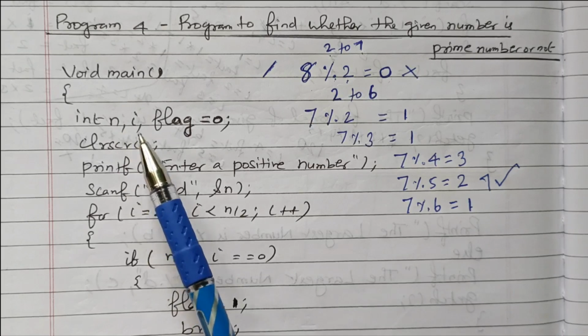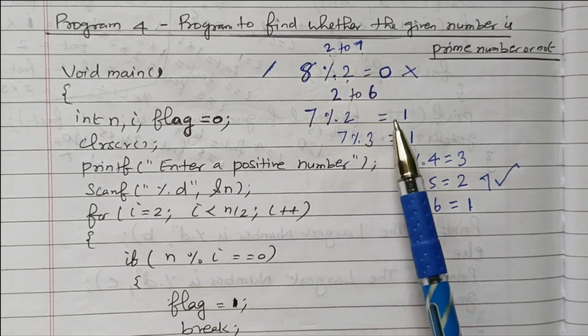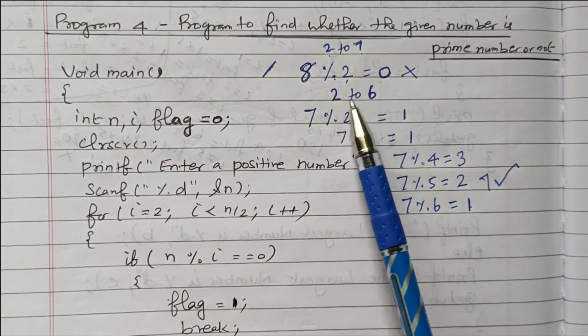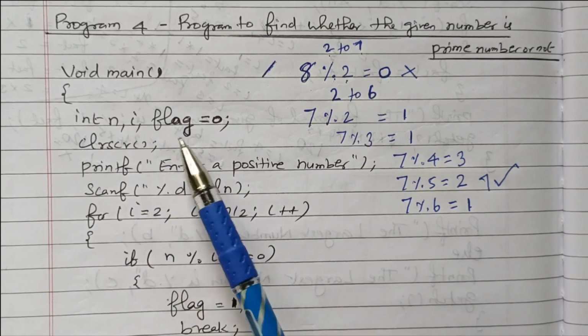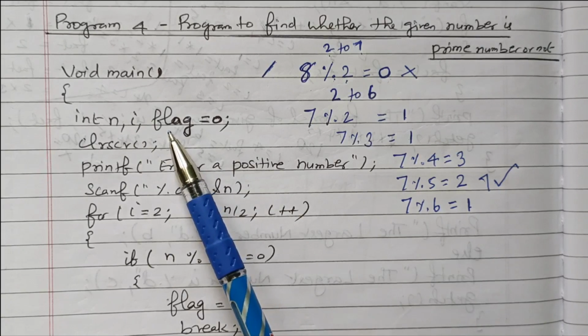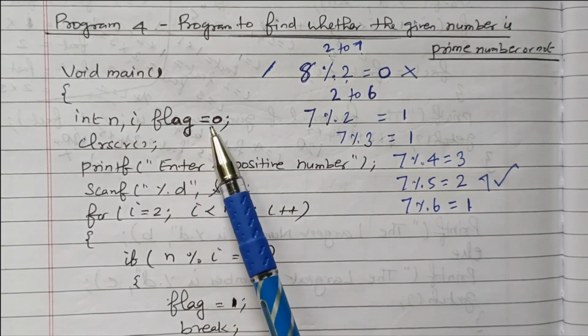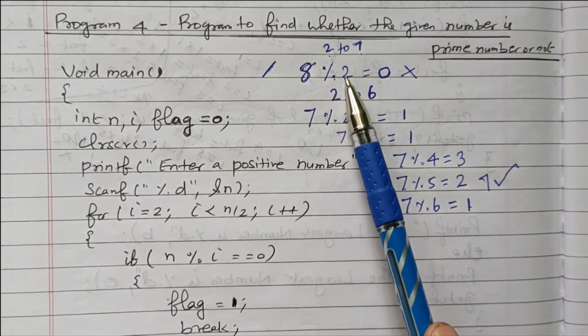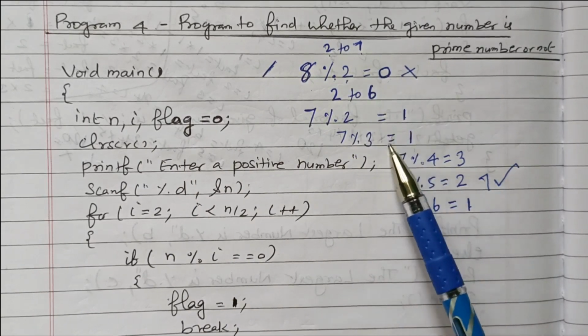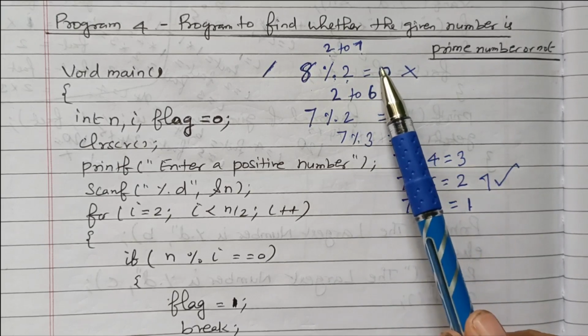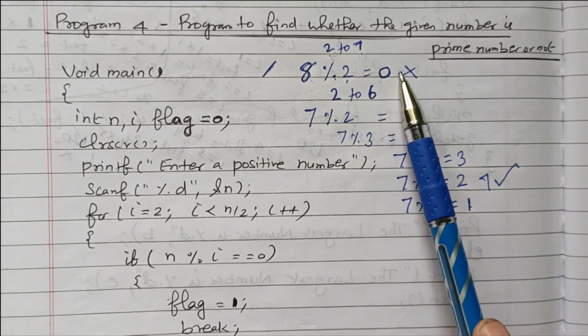We have to open a loop in order to go from 2 to 7, or 2 to 6. We need a for loop, right? For that we are using i. Then we use one more variable, flag, equal to 0. Why? If it is divided, we can use the flag to identify whether it is divided or not. In this case, this is not divided. Here it is divided. Once it is divided, we can stop the process.